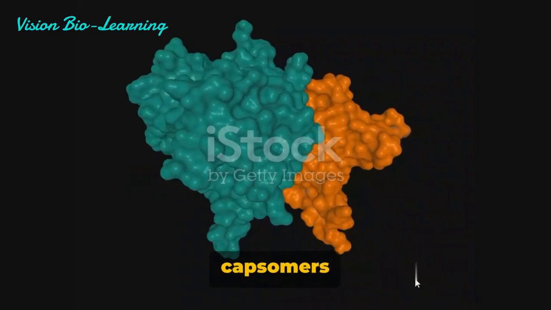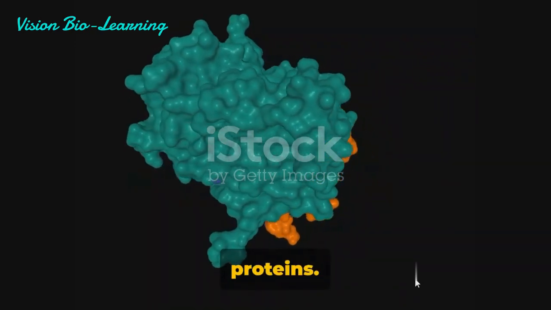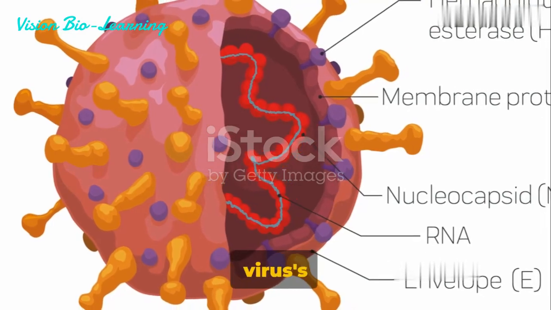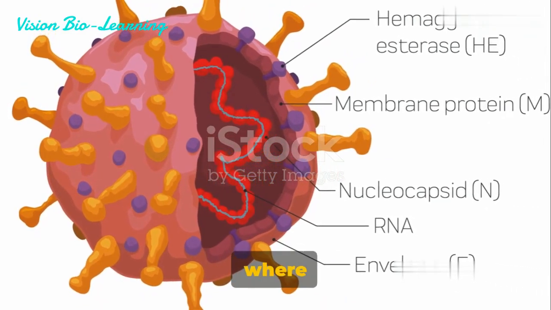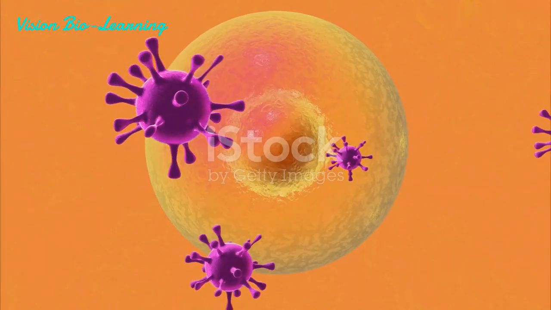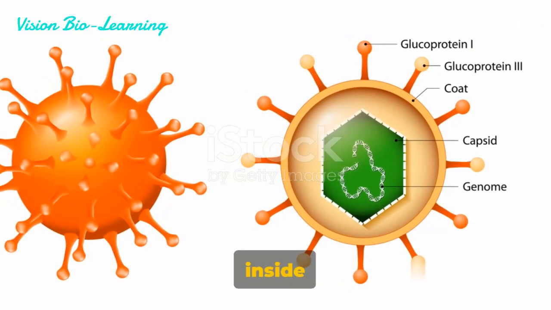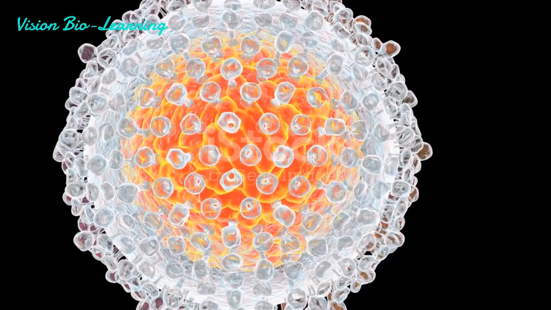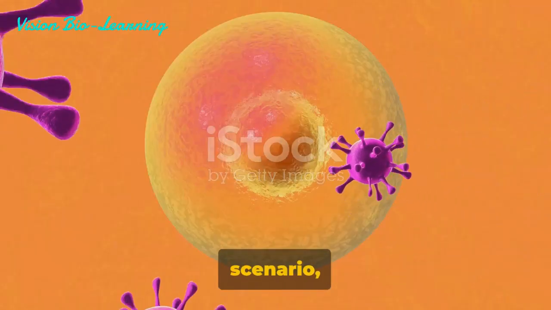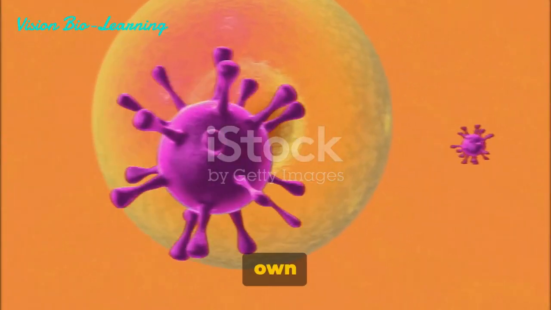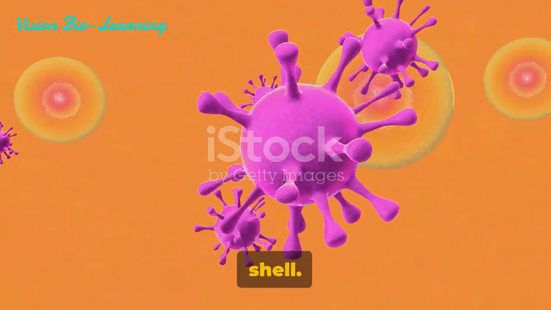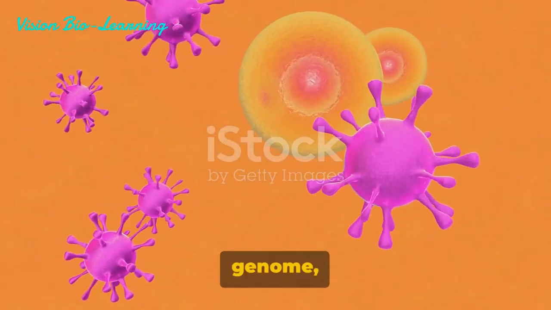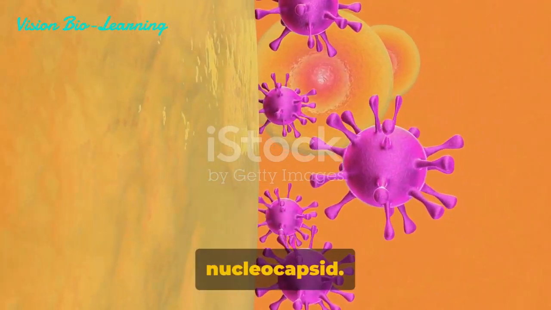Each of these capsomers is constructed from different types of proteins, but where do these proteins come from? They're actually encoded by the virus's own genome. This is where the host cell comes into play. The capsid proteins are translated inside the host cells using the host's own protein synthesizing machinery. It's a bit like a Trojan horse scenario, where the virus uses the host's own resources to build its protective shell. Once the capsid is constructed, it encloses the viral genome, forming what is known as the nucleocapsid.